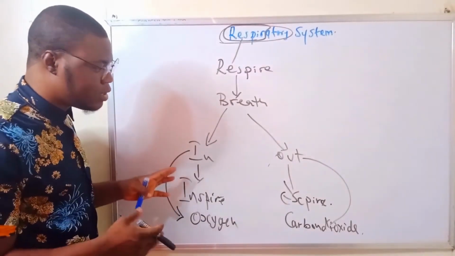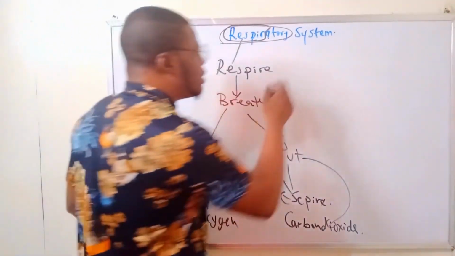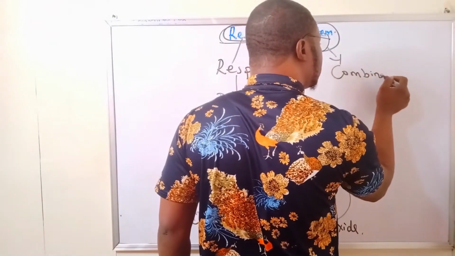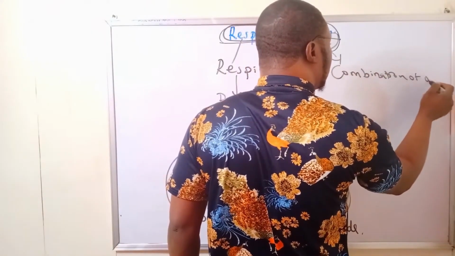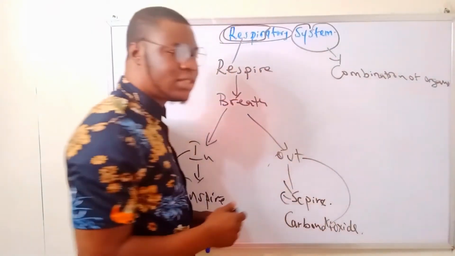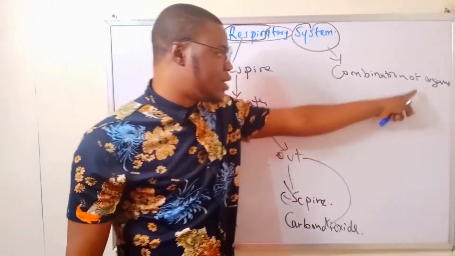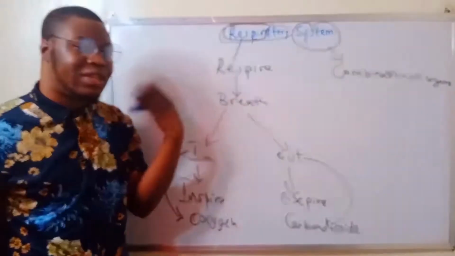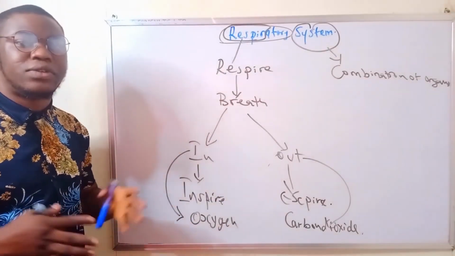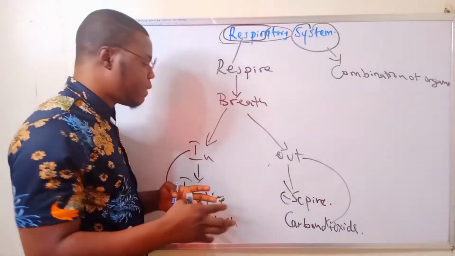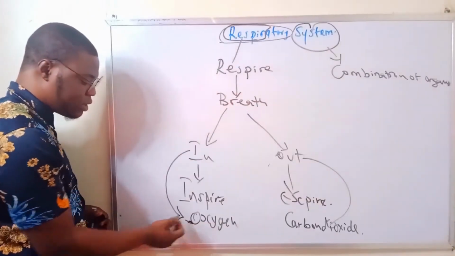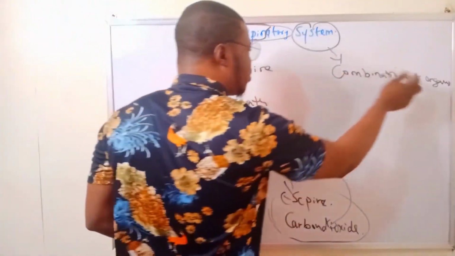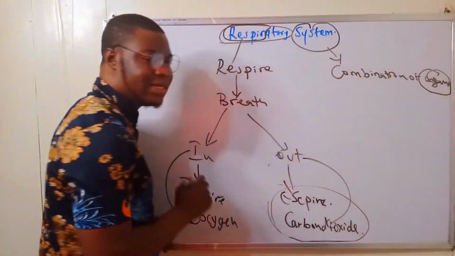So this is just the introduction. Now when you say system, system means combination of organs. From everything we've said, you should know that there are some organs inside the respiratory system. We will list them later. But from these, you can come up with a definition of the respiratory system by saying the respiratory system is a system that deals with the breathing in of oxygen and breathing out of carbon dioxide with the aid of its organs. As simple as that.